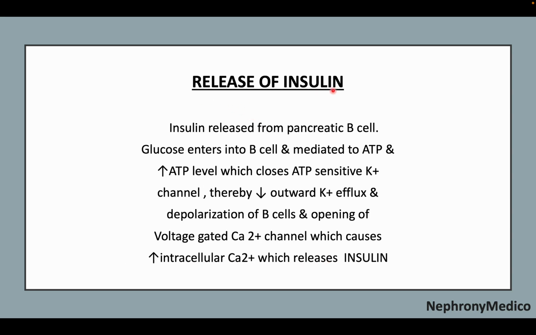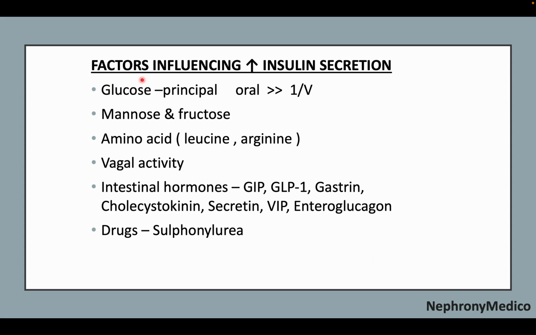Now, release of insulin. Insulin is released from the pancreatic beta cells. Glucose enters into the B cells and is metabolized to ATP, and there is an increased ATP level which closes the ATP sensitive potassium channel, thereby decreasing potassium efflux and causing depolarization of the B cells and opening of the voltage gated calcium channel, which increases intracellular calcium, which releases insulin.